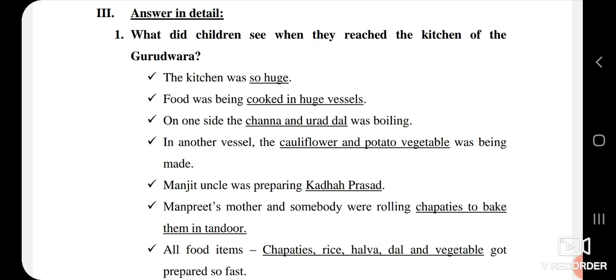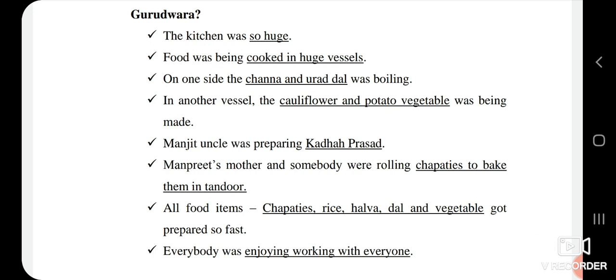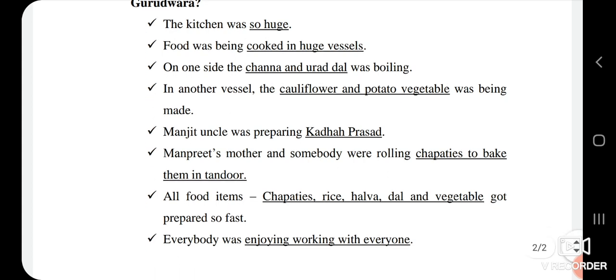The kitchen was so huge. Food was being cooked in huge vessels. On one side, the chana and urad dal was boiling. In another vessel, the cauliflower and potato vegetable was being made. Manjeet uncle was preparing Kadah Prasad. Manpreet's mother and somebody were rolling chapatis to bake them in tandoor. All food items like chapatis, rice, halwa, dal and vegetable got prepared so fast. Everybody was enjoying working with everyone.